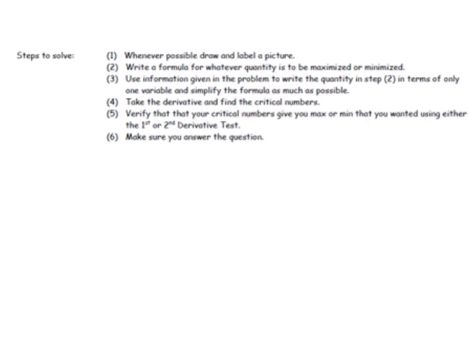So on this screen, there are some steps here. The first thing we want to do when we're doing optimization problems is to label and draw a picture. Write formulas based on whether we're doing area, volume, of the quantity that we want to max or minimize. Use it to simplify, take the derivative and find critical numbers. Step 5 is verify with critical numbers. It's not enough just to find the critical numbers. You've got to figure out which is a max, which is a min, and then use either the first or the second derivative test, and then make sure that you're finding what the question actually asked for. Okay?